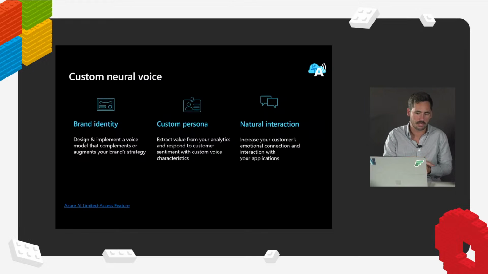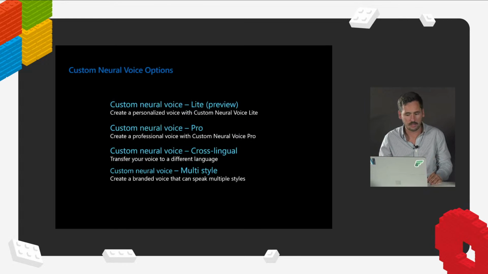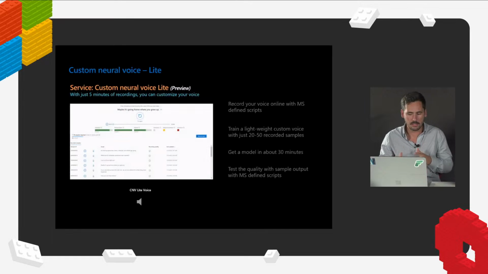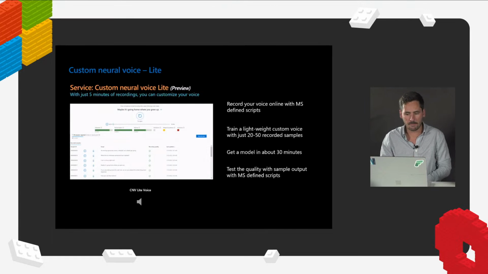Then you also have the custom neural voices where you train with your brand identity, which have some nice use cases. As I was saying, in custom neural voice you have the lite and the pro, based on what you want to do. For the lite perspective, it's quite simple. With 20-50 recorded samples, you can start creating a model. So in around 30 minutes, you can have a model.